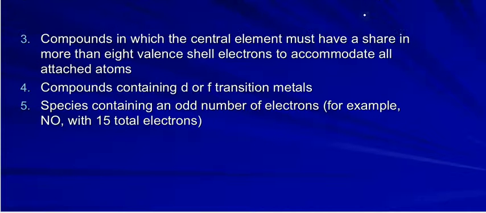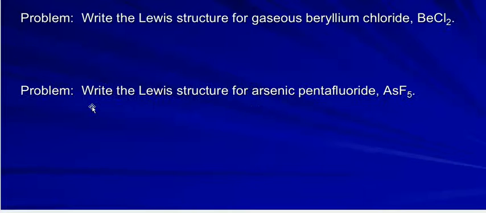Sometimes the central element has to have more than 8 valence electrons to accommodate all attached atoms. There are many exceptions under number 3, so I can't give you the central elements that are exceptions because there are several. I'm going to cross off number 4 and 5. Even though these do occur, I'm not going to give you compounds with D or F transition metals or species with an odd number of electrons. So we're not going to worry about those.